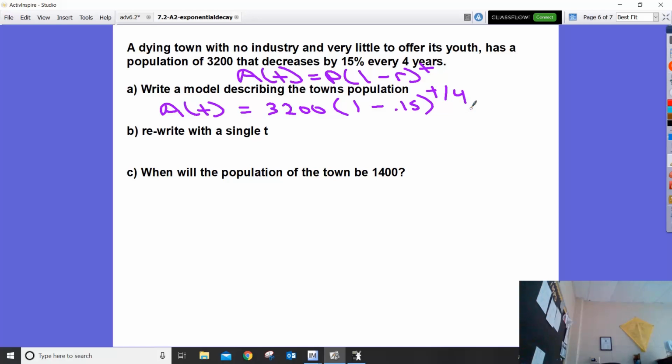I don't really feel like cleaning this up. I don't want to move that 1/4 in. C is, when's the population of the town going to be 1,400? That equals, right? The amount after time becomes 1,400.